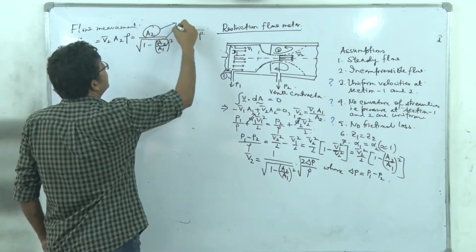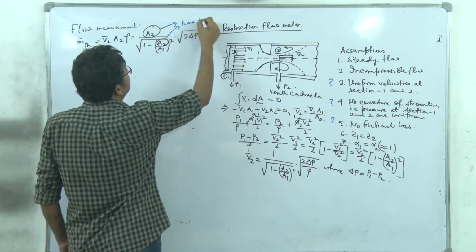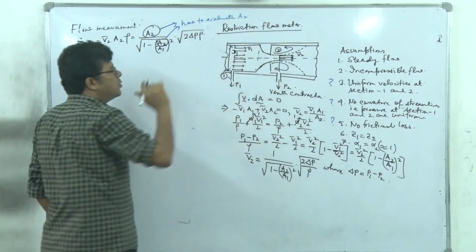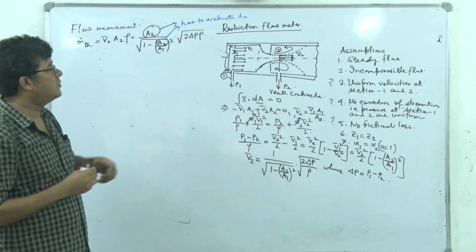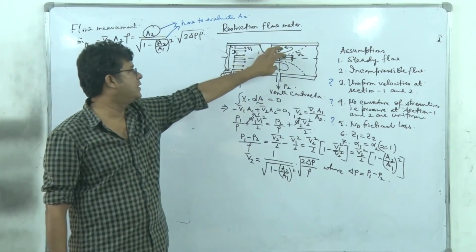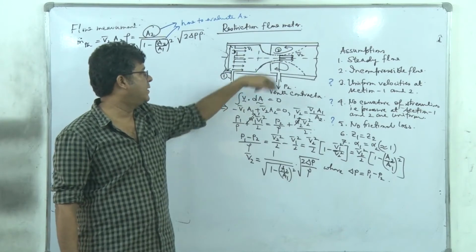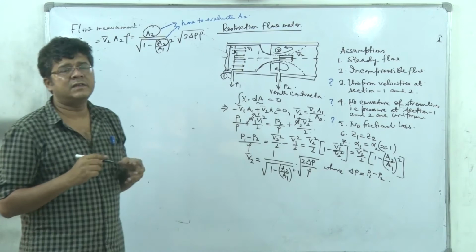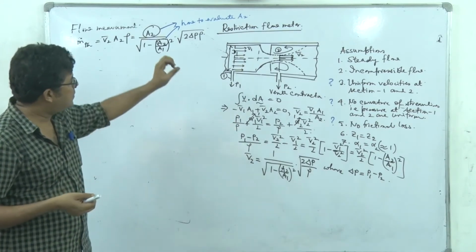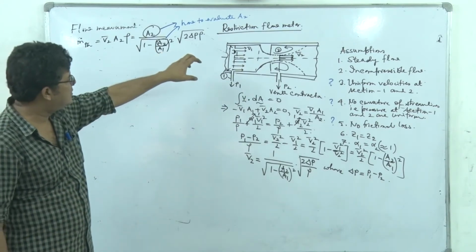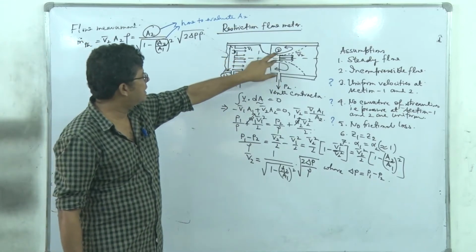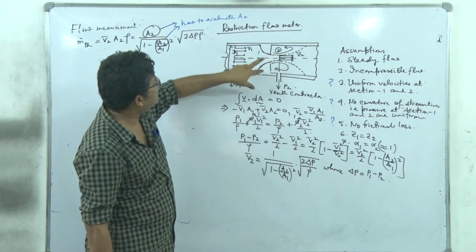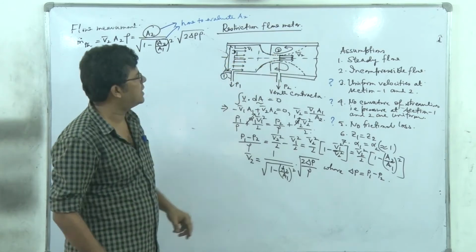So the question naturally arises: how to evaluate A2? We can't do it because the system is closed and we have no visual access to this specific location or region, right? So as a consequence, what we will do is further put a correction. We will write that A2, which is the Vena Contracta area, is close to the throat area.